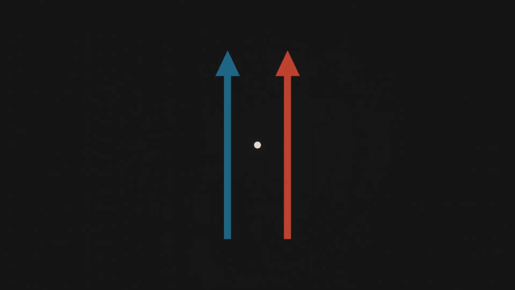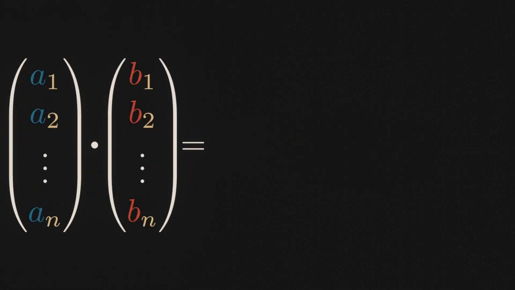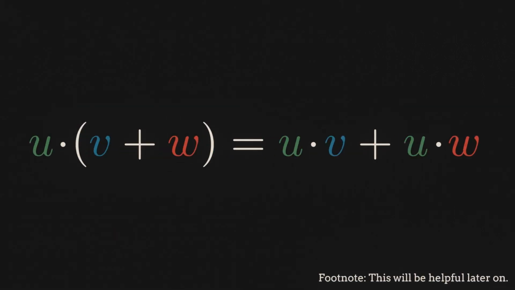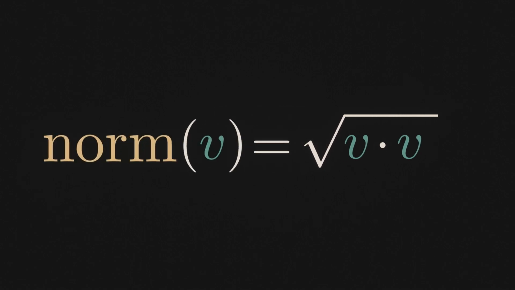We will be defining the first two of these based on the dot product. The dot product is applied to two vectors and the result is a scalar. To take the dot product of two vectors, you multiply each component of the two vectors and add it all up. The dot product also has some nice properties, like the fact that it's distributive. We can use this to define the length of a vector. We will define the length of a vector as the square root of the vector dotted with itself. We call this the norm of the vector.